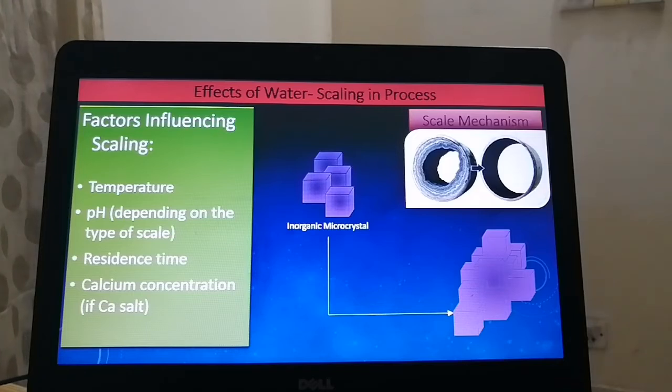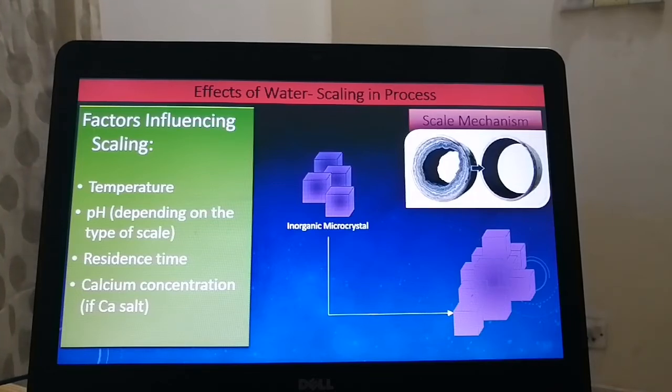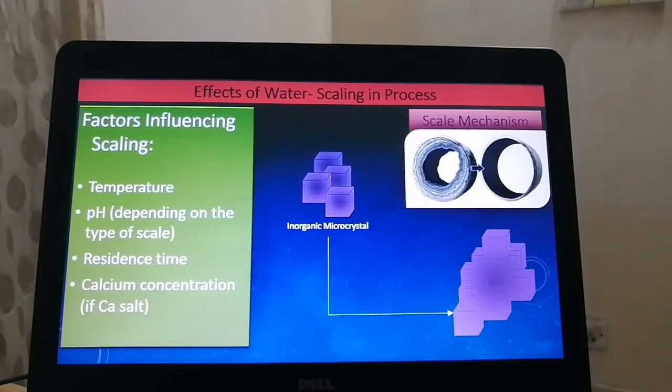Like in any production, humans need a changeover. There is a shift changeover, people work in shifts, there is a holiday. Similarly, water should have a residence time. The same water cannot continue for days and days and days. So residence time has an effect. If residence time increases, the scaling chance will be high. If residence time decreases, the scaling chance will be low.